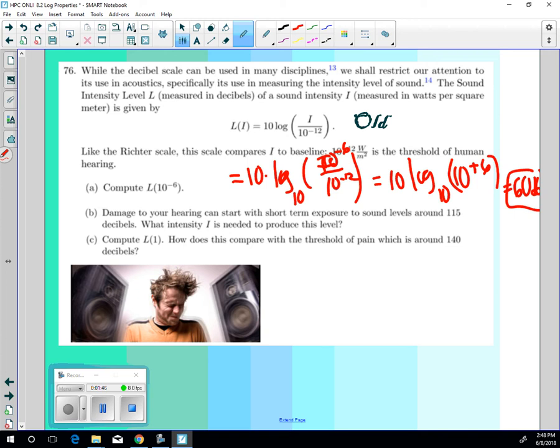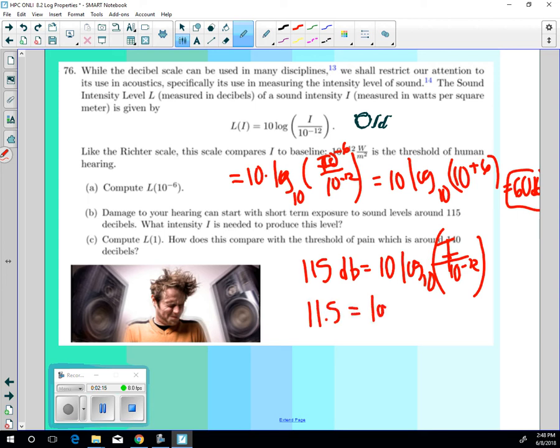Damage to hearing can start with a short-term exposure of 115 decibels. What intensity is that? So if you have 115 decibels, that'll be equal to 10 log base 10 of I over 10 to the negative 12. Okay? So 115, and if you divide by 10, you get 11.5 is equal to log base 10 of I over 10 to the negative 12. Now you're looking at that and you're saying, I can't solve that. I don't know what to do.